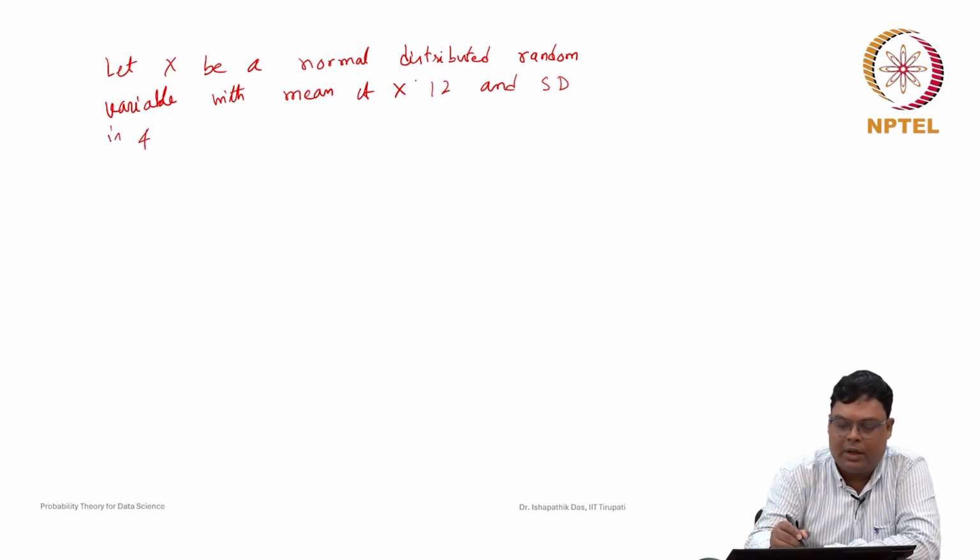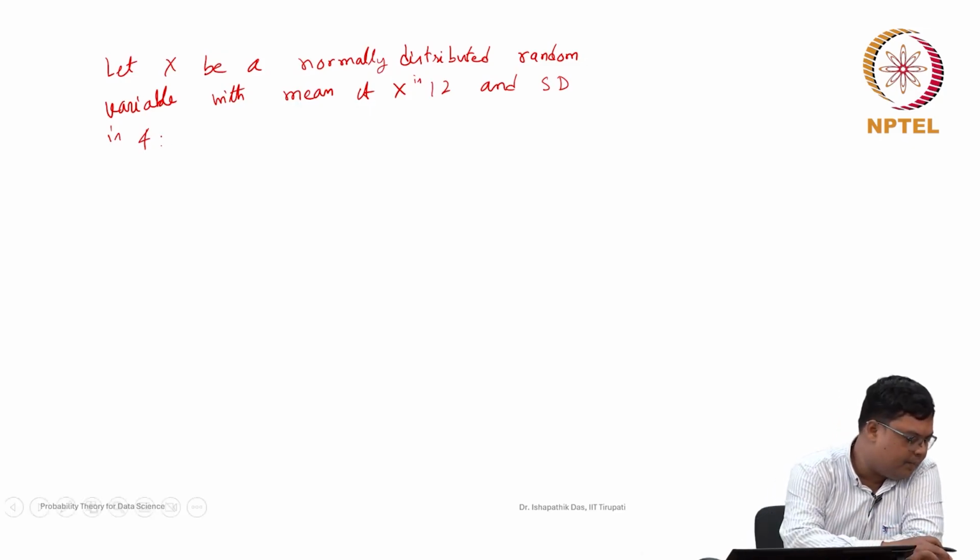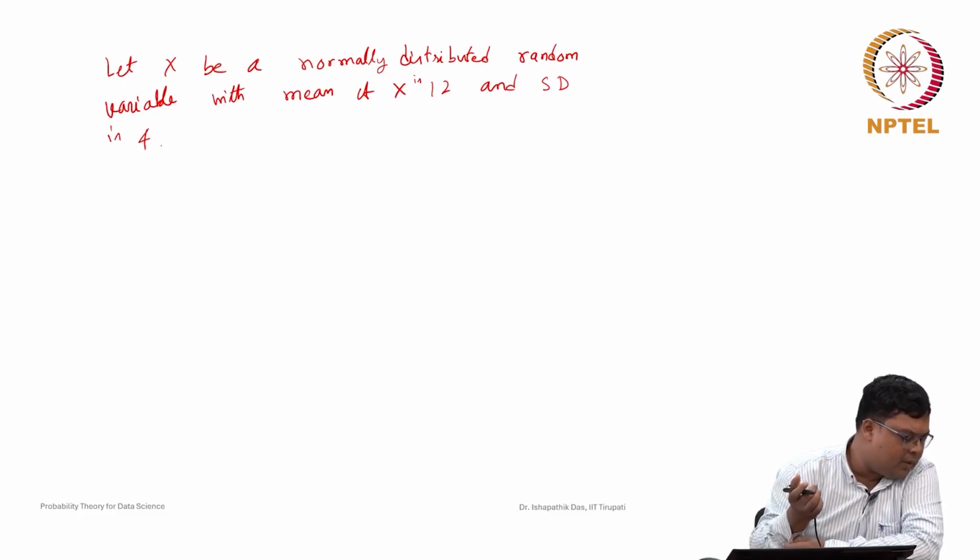So, let x be a normally distributed random variable with mean of x equal to 12 and standard deviation 4. Find out the following probabilities.